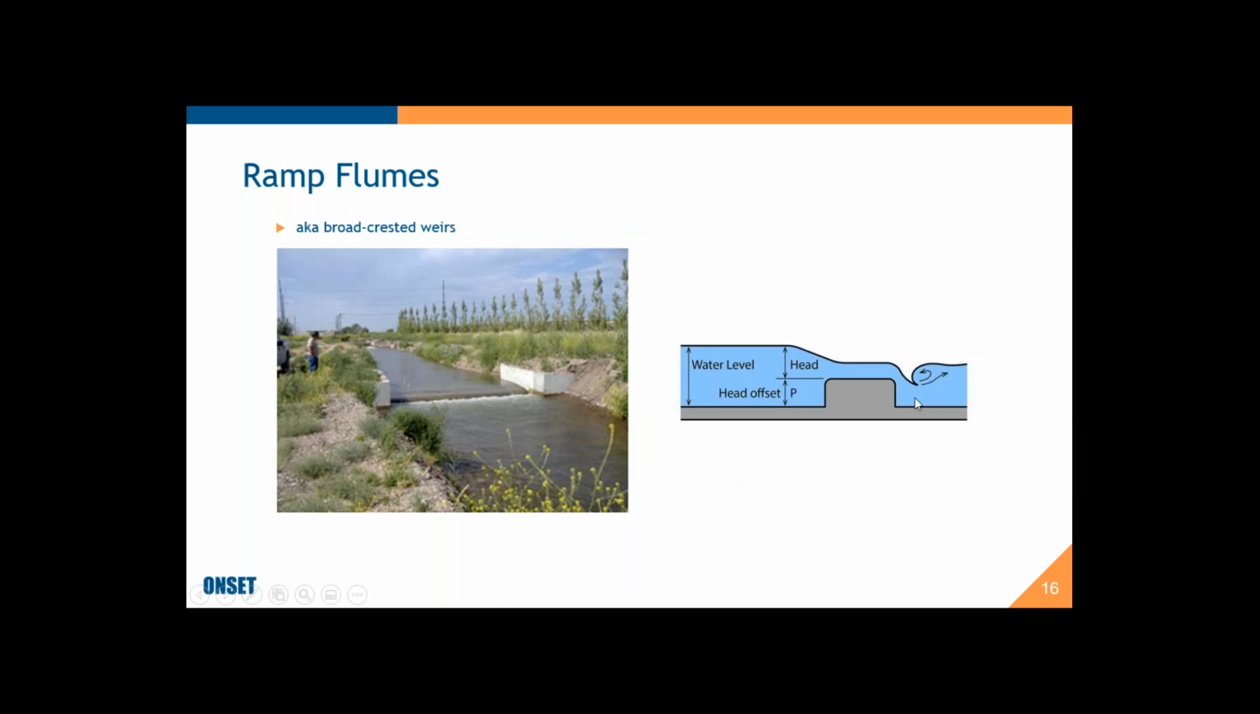So here's ramp flumes. They're also known as broad-crested weirs sometimes. It's kind of a hybrid between a weir and a flume. It's kind of like a weir with a broad barrier. And so this is kind of like a side view. This is a view of an actual stream. And they're better for medium-sized and larger streams or irrigation channels.